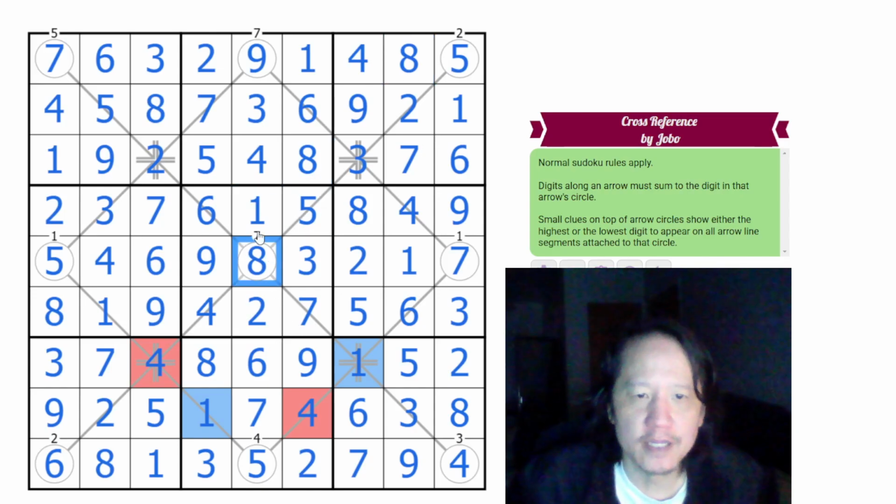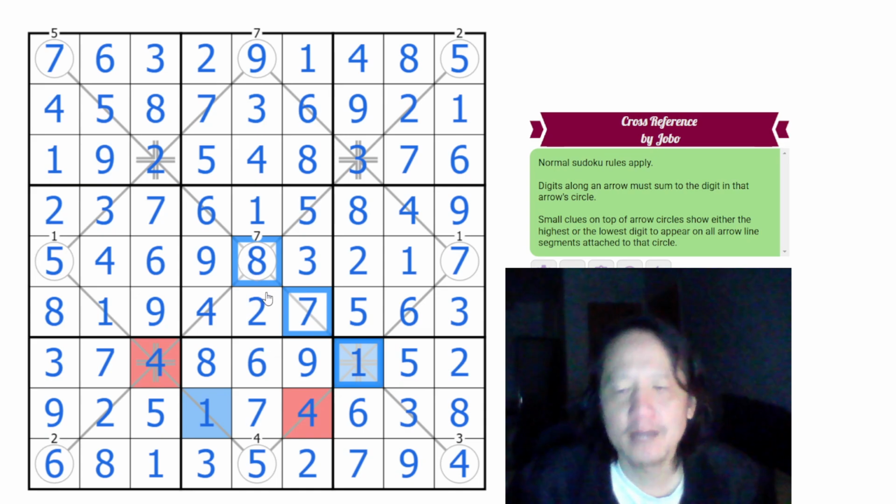Pretty cool, actually. I like the interactions between the arrows and how it forced certain things, and then the small clues above the arrows, which made things a little interesting. Yeah, pretty fun puzzle.